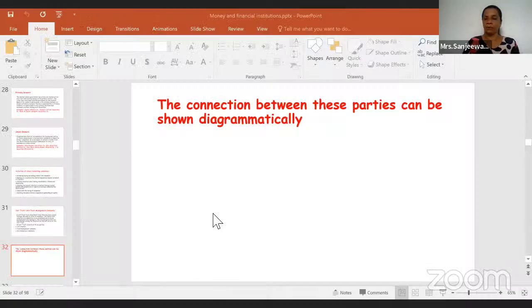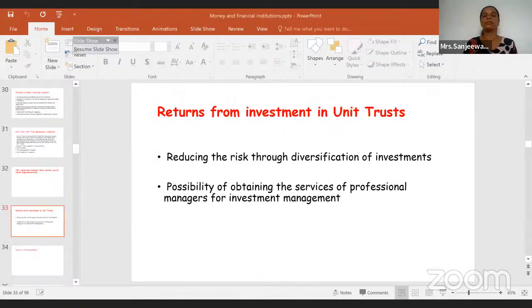Okay, so that's a connection between the parties of this unit trust. Now, returns from investment in unit trust. So what will you get? You're investing in unit trust, so what is the return that you'll get? You reduce the risk because it's risk diversification, right? You don't invest only in shares, no? You don't invest only in lands, no? You diversify the risk because you invest in several investment methods, right?